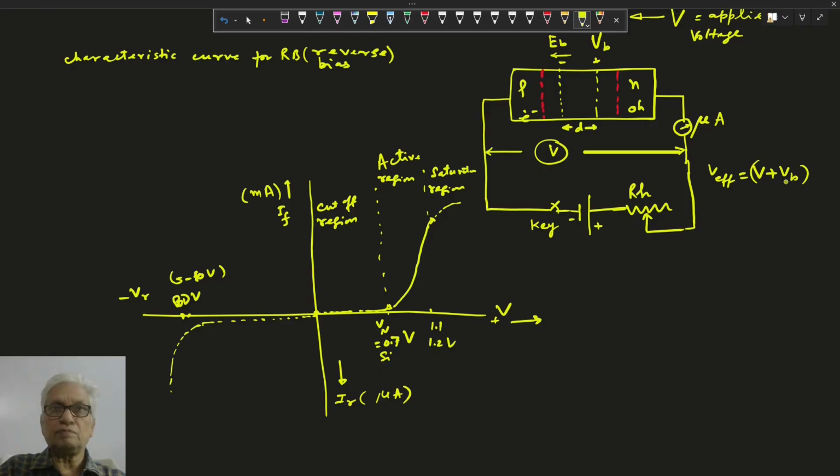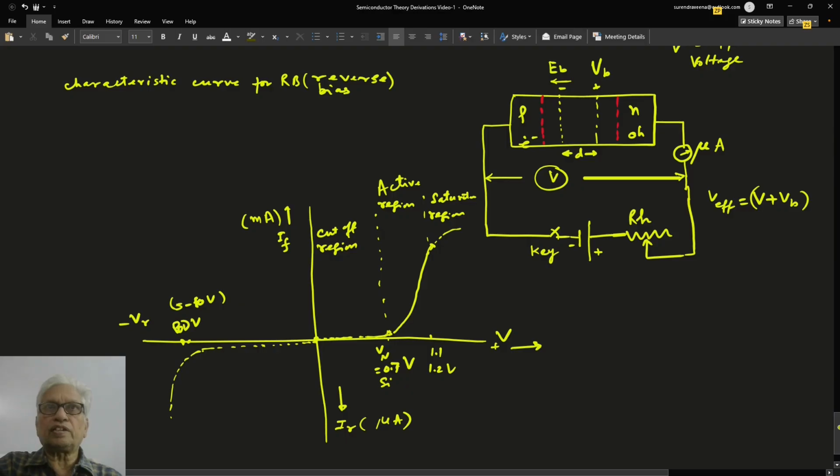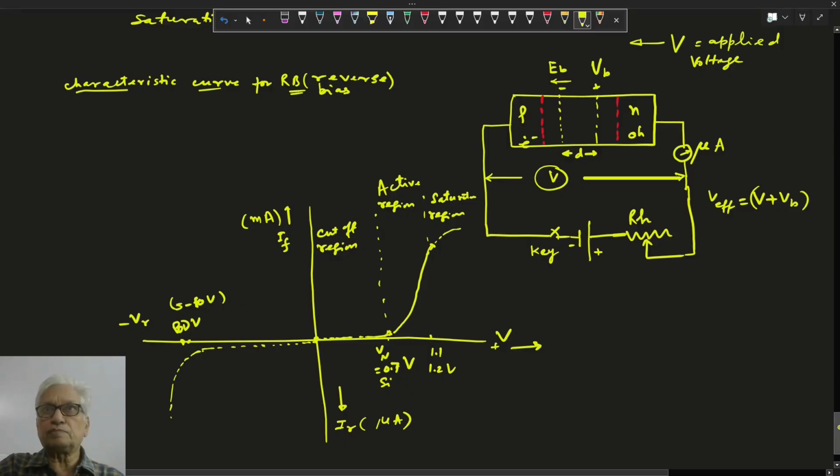Now, what is the breakdown voltage? Sometimes it is called avalanche breakdown. Characteristics for reverse biasing: in reverse biasing, the negative terminal of the battery is connected to the P region and the positive terminal is connected to the N region.